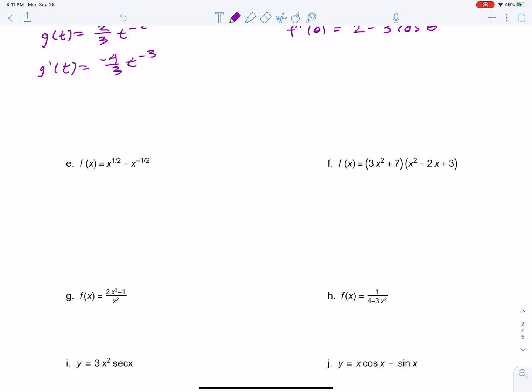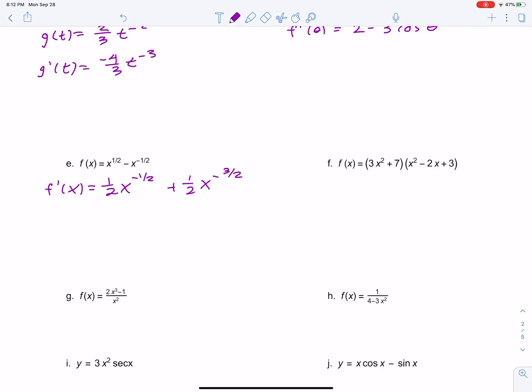Let's do E. So E, again, is another one of those that's really not a lot to say here. So f prime of x equals 1/2 x to the -1/2 plus, right? It's going to be plus 1/2 x to the 3/2.